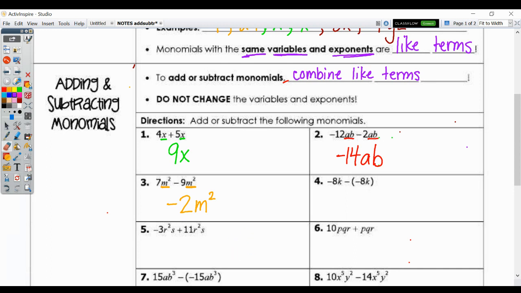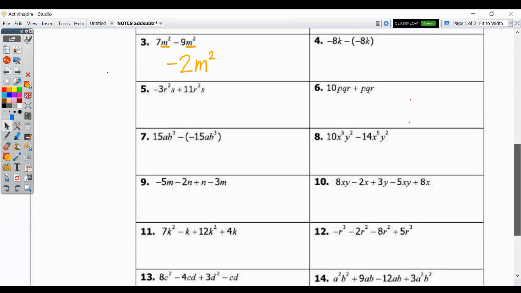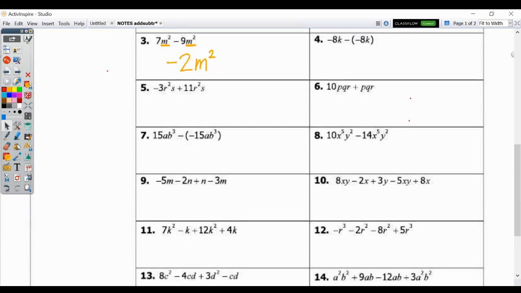Okay, let's get down here. Let's look at number 5. So number 5, look after the negative 3, I have r squared s. After the 11, I have r squared s. Since those are exactly the same, you just add your coefficients. Negative 3 plus 11 is 8. And then you keep your variables and exponents the same, r squared s.